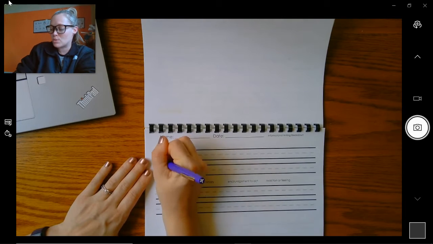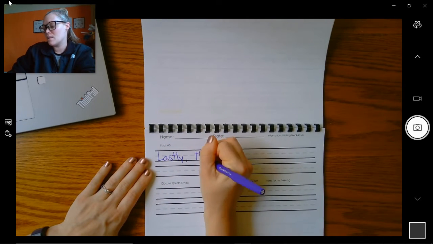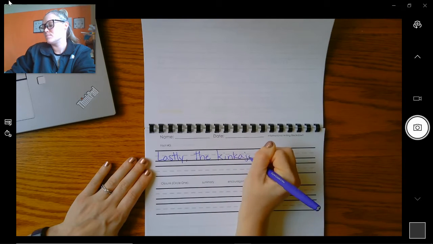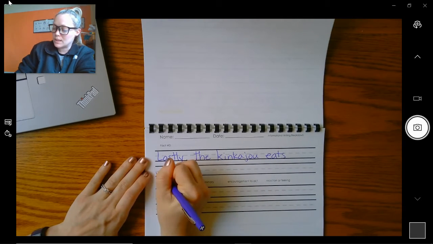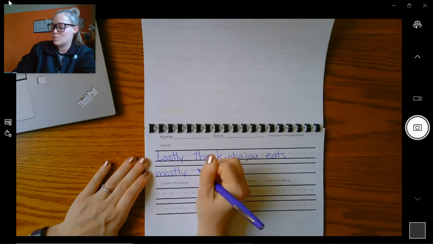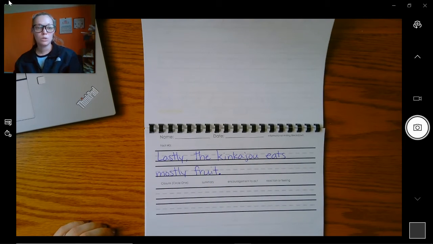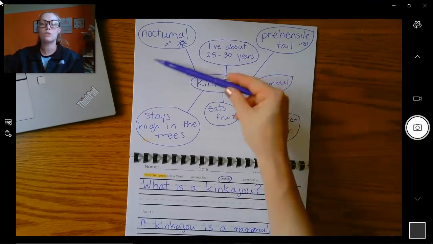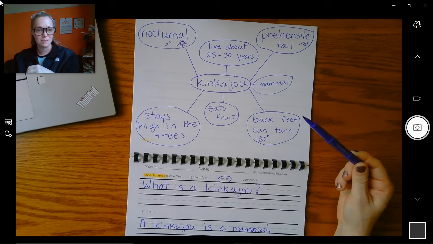So my fact number 3, I'll write lastly, the kinkajou eats mostly fruit. And that's all we're doing today, is you're writing 3 facts about the kinkajou. And you're taking the facts that we learned, turning them into complete sentences so they make sense.